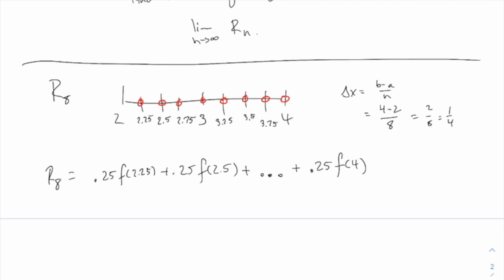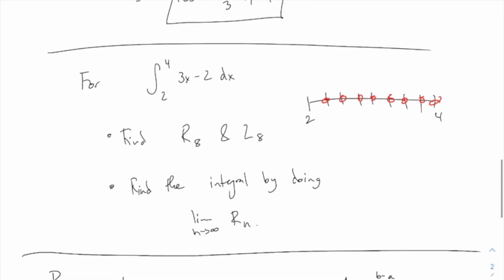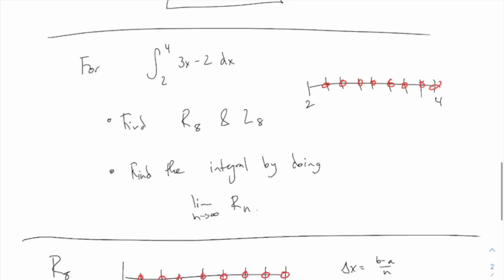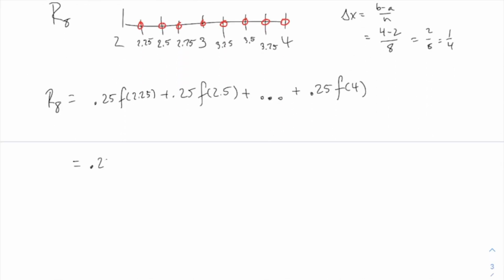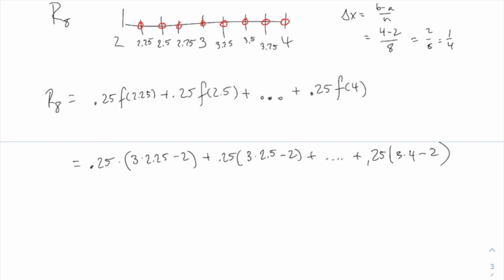If you're doing this on a test, you're not going to be able to actually evaluate this on your calculator, which is fine. I would like you to write one more step, which is don't leave the f's in the answer. I want to know that you know what the f is supposed to mean. What the f means in this example is this function here, 3x minus 2. So every time I see an f, I'm going to do 3x minus 2. So this will be my final answer: 0.25 times (3 times 2.25 minus 2). And then the next one, 0.25 times (3 times 2.5 minus 2). And then, etc. The last one, 0.25 times (3 times 4 minus 2). All right, this is R8.